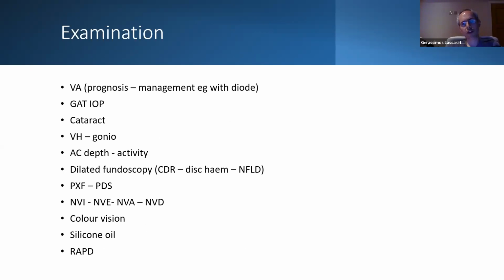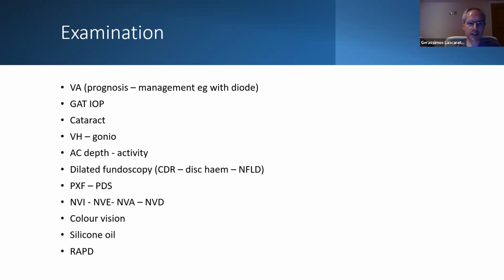In terms of the examination, it's important to know the visual acuity of the patient. That will determine also, in some cases, the type of management they should have for their glaucoma. For example, patients with poor vision, typically hand movements or worse, they may have a diode as opposed to a filtration glaucoma procedure. If you have Goldmann, it's useful to check the pressure with Goldmann.